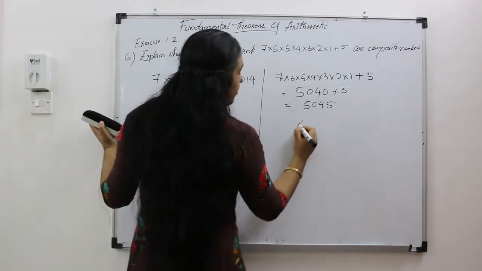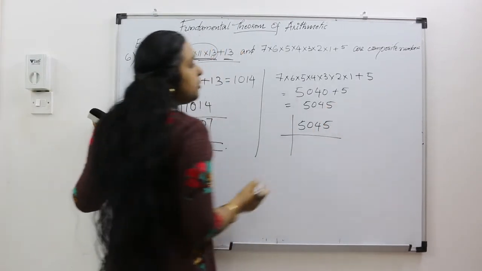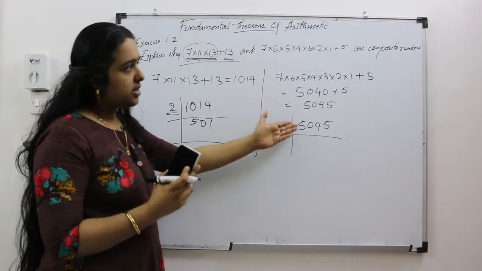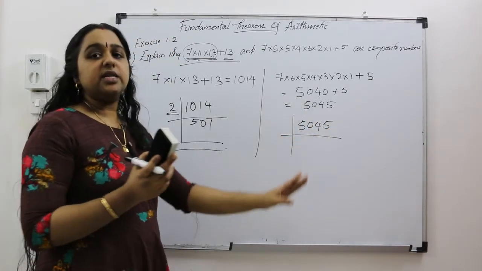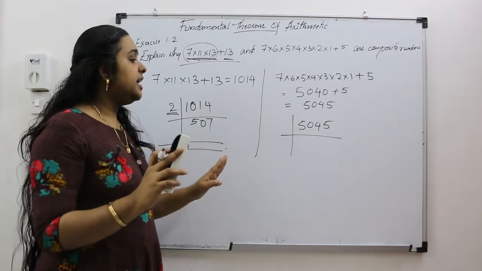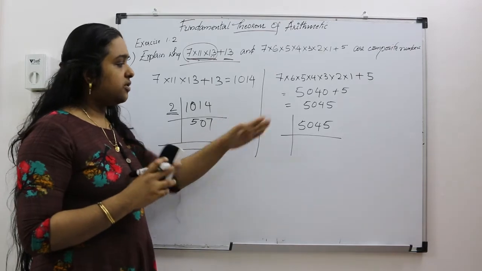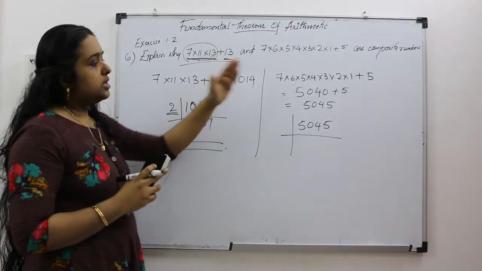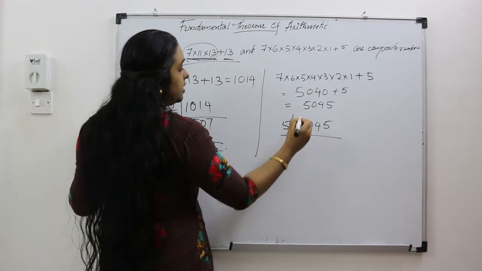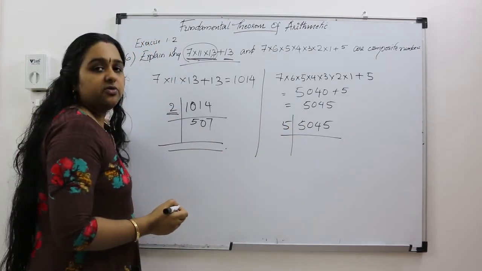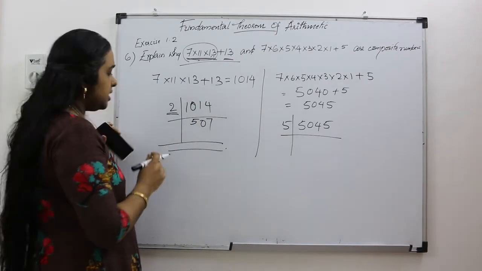What about this 5045? By looking at the number itself, we can say that this number is a composite number because the last digit is 5. That means this number will definitely be divisible by 5, so 5 will be a factor of this number. So this number also is a composite number. We can factorize it with 5.